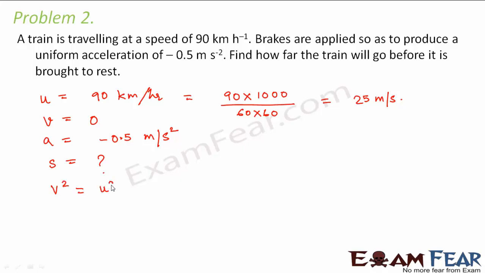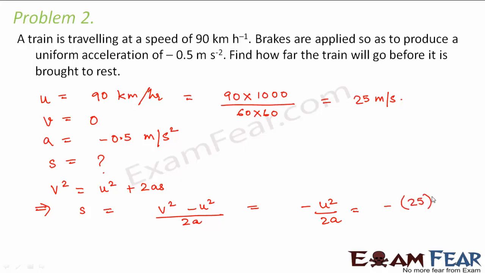Now from the third kinematic equation, we know that v square is equal to u square plus 2as. So s becomes equal to v square minus u square divided by 2a, right? So v is 0, so this becomes minus u square by 2a. This is equal to minus 25 square divided by 2 into minus 0.5. So this minus and this minus will get cancelled. So we get it as 625 meters. So this train will travel a distance of 625 meters, and after that it will come to rest.